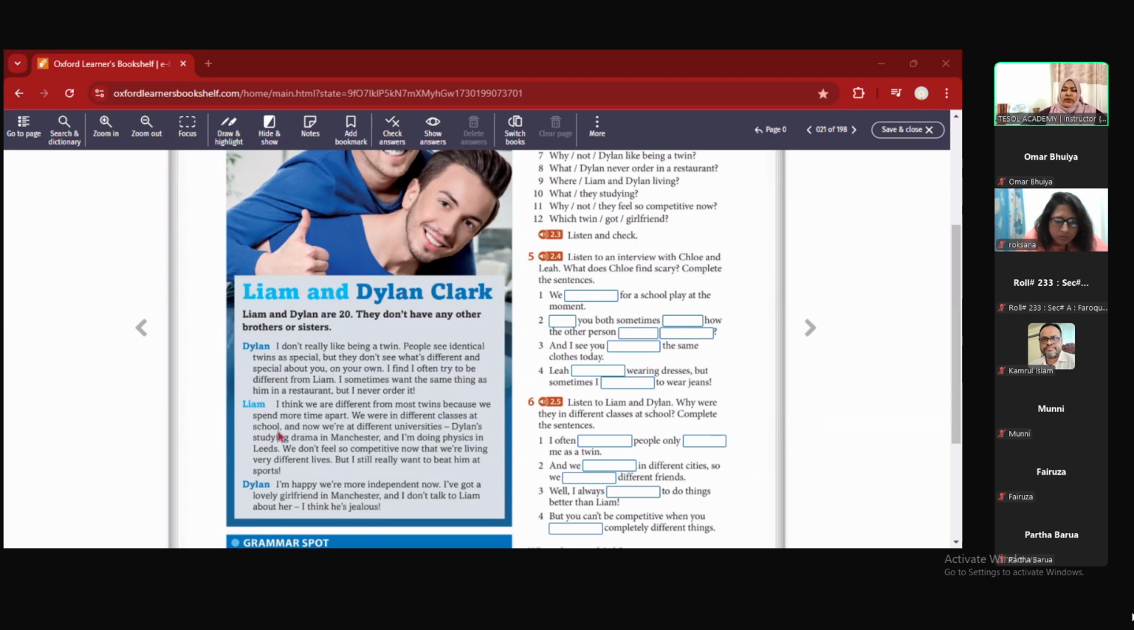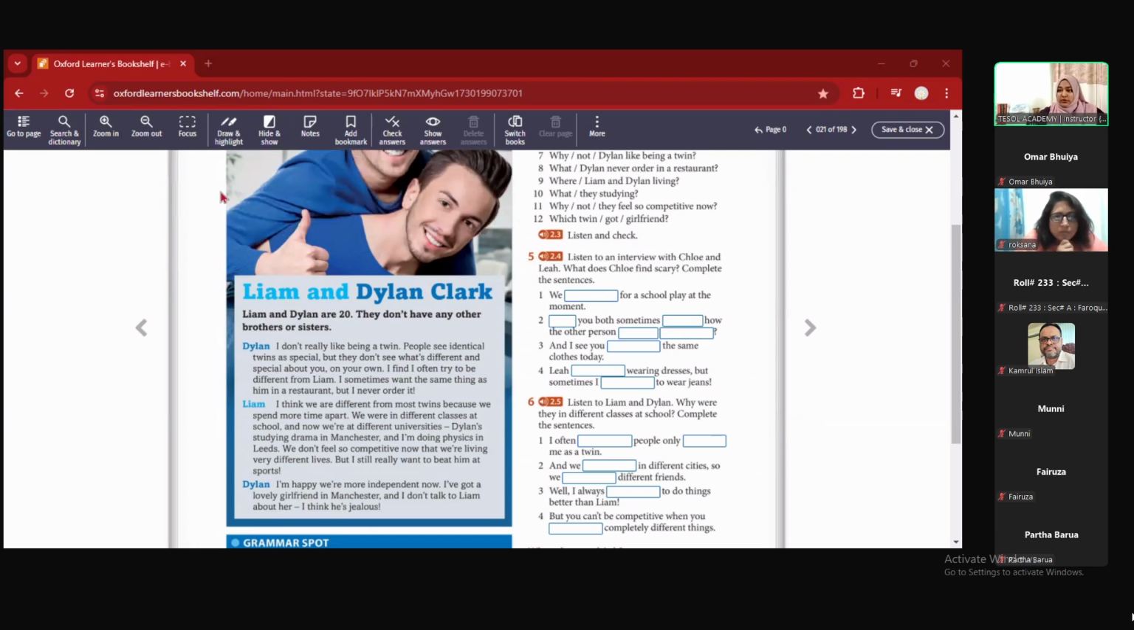Liam: I think we are different from most twins because we spend more time apart. We were in different classes at school and now we're in different universities. Dylan's studying drama in Manchester and I'm doing physics in Leeds. We don't feel so competitive now that we're living very different lives, but I still really want to beat him at sports. Dylan: I'm happy we're more independent now. I've got a lovely girlfriend in Manchester, and I don't talk to Liam about her. I think he's jealous.